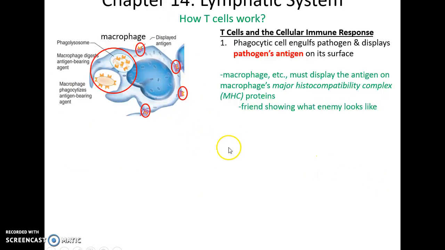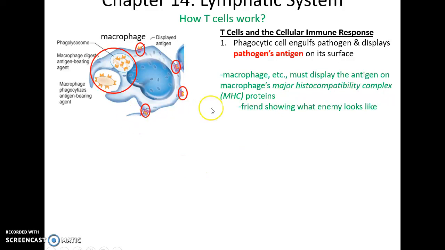So, how do T cells work? Well, we'll start with the cellular immune response. The very first thing that happens is a macrophage or a neutrophil engulfs a pathogen, breaks it down, and then places some of that pathogen's antigens on its surface. Sort of think of it as it's saying, hey, everybody, look what I found.